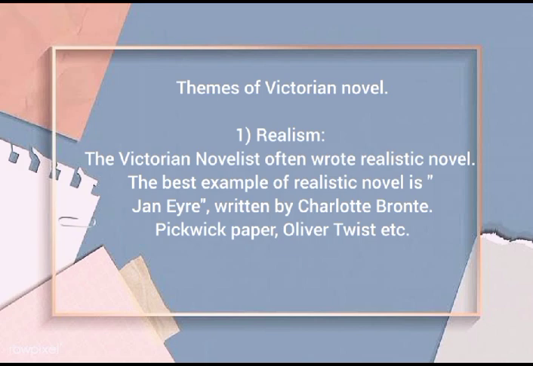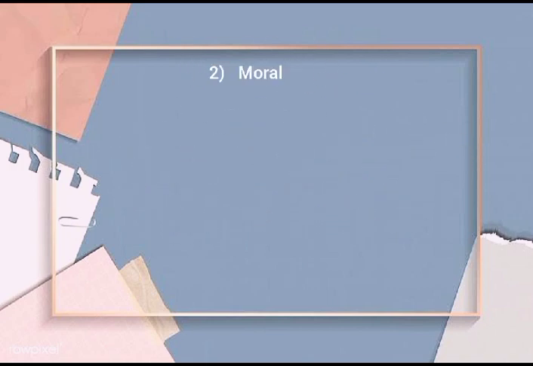The best example of a realistic novel is Jane Eyre, written by Charlotte Bronte. This novel depicts the life and struggle of a female character named Jane. Charles Dickens also wrote many realistic novels like Great Expectations, Pickwick Papers, Oliver Twist, etc.